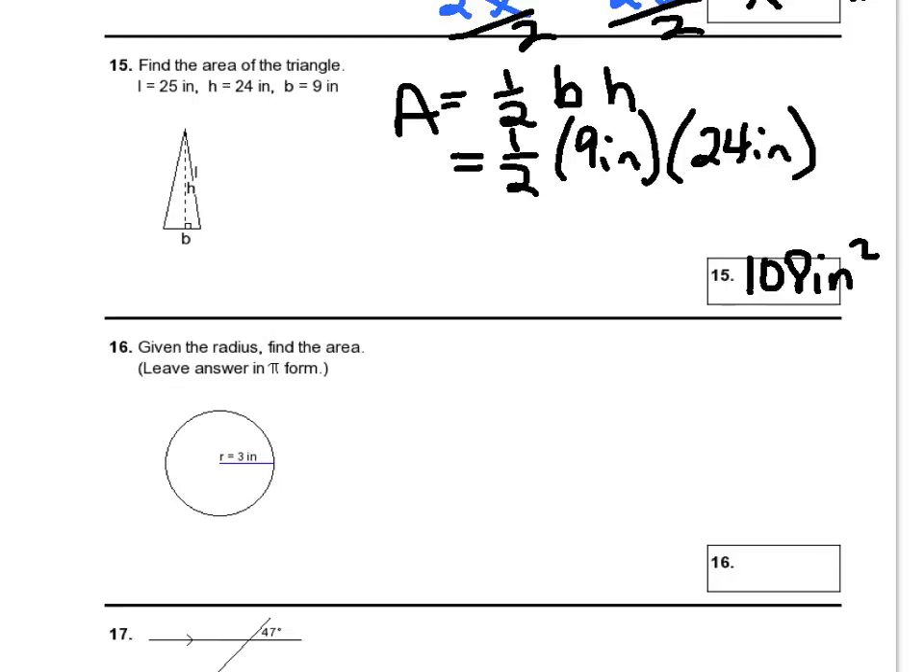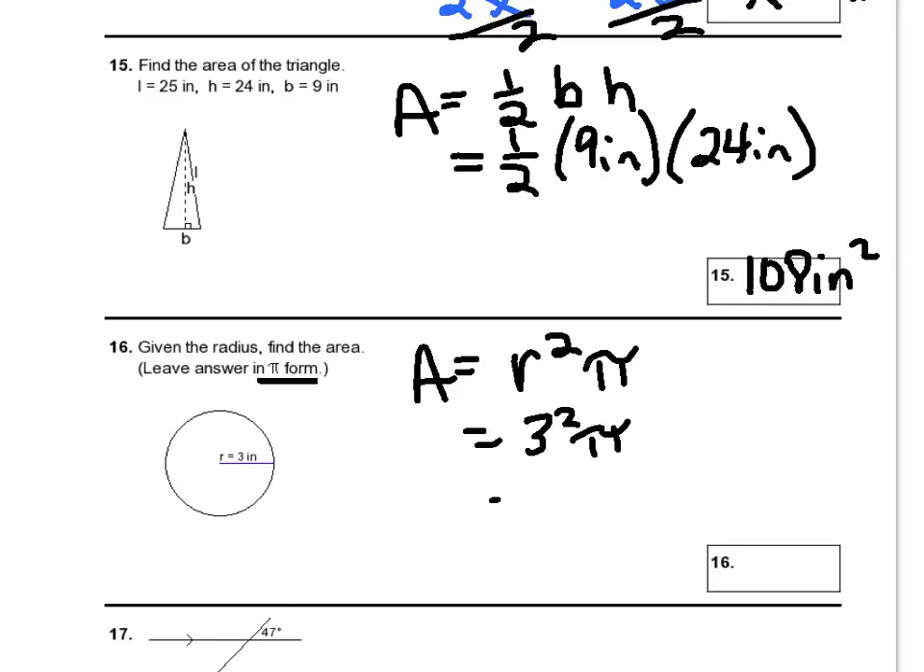Number 16 is the area of a circle. R squared times pi. They want you to leave it in terms of pi, so 3 squared pi, and we get 9 pi. But again, remember, it's inches squared, so the answer is 9 pi square inches. That is problem number 16.